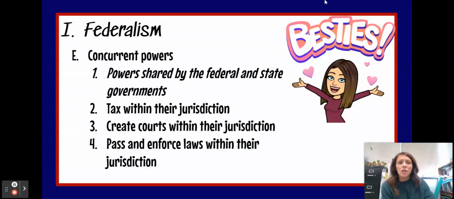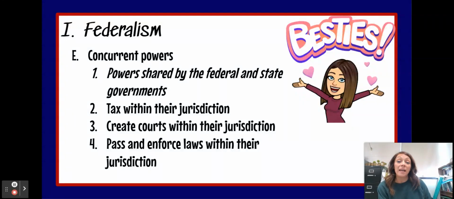We also have concurrent powers, and these are things that both the federal government and the state government can do within their jurisdiction. So if you think about this as like a Venn diagram, the concurrent powers are going to be the ones that are in between, okay? So concurrent powers include the ability to tax within their jurisdiction. So you have state taxes and you have federal taxes.